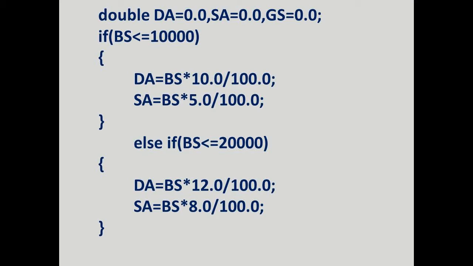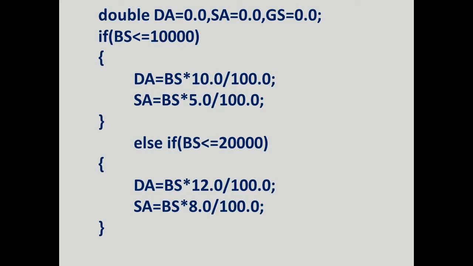Okay, after that we can give the conditions. How can you give the conditions? With the help of the if statement. If, in bracket, BS, meaning basic salary, less than or equal to 10,000, then there are two calculations, so we need to open the curly bracket. DA is equal to, in the question, 10% of BS, that means BS star 10.0 divided by 100.0.